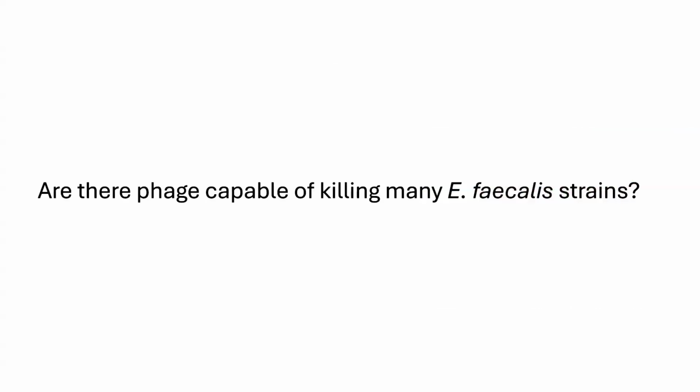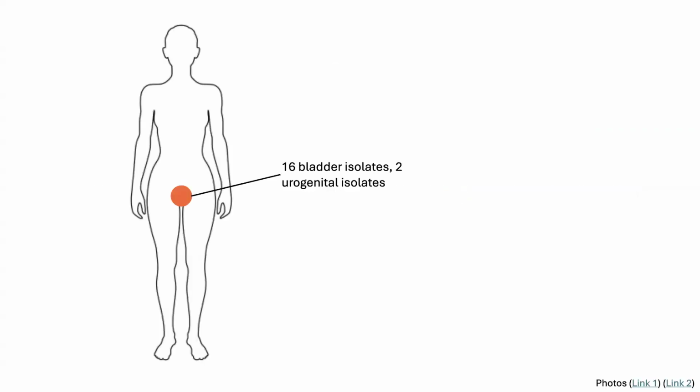So that leads us into our next question. Are there phage capable of killing many E. faecalis strains? We first had to have our bacteria and phage that we were looking at. So we have a total of 22 bacterial isolates, with 16 of them being.